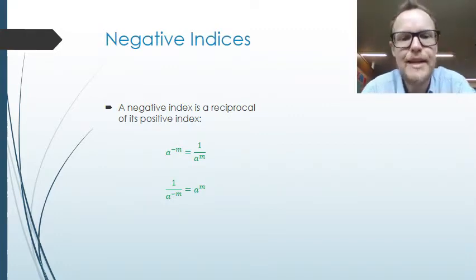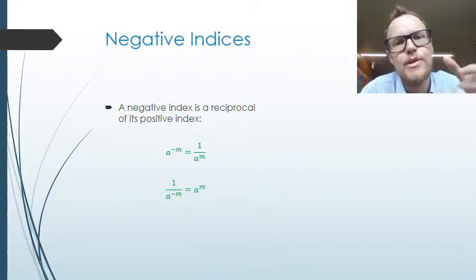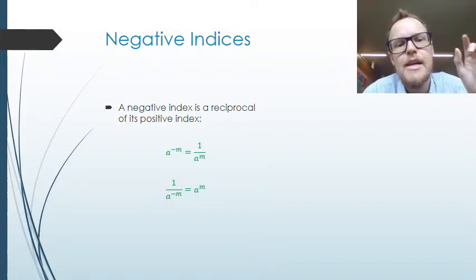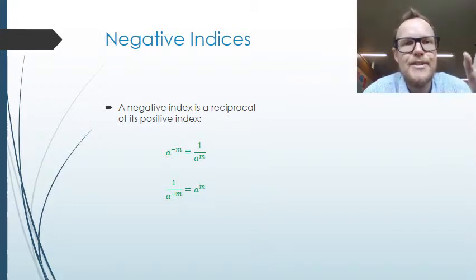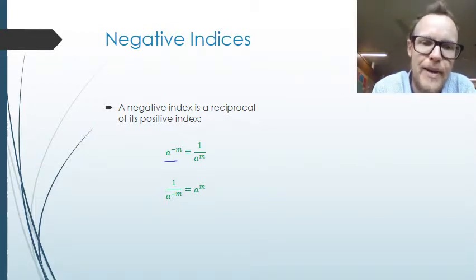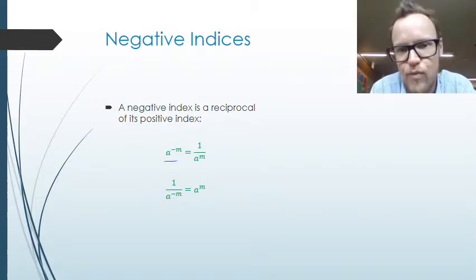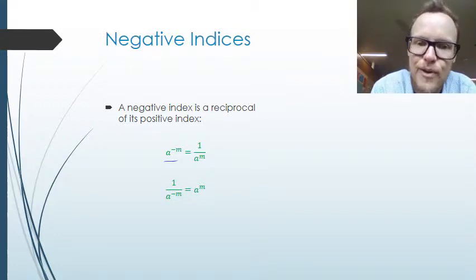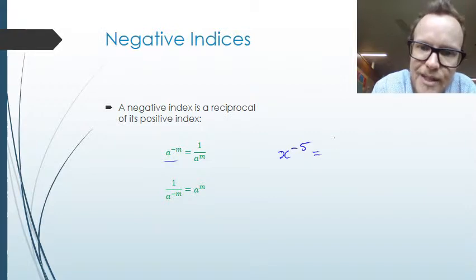Next, reviewing negative indices. We need to remember, if we want to convert from a negative to a positive index or a positive to a negative index, any base to a negative index is going to be the reciprocal of its positive index. So if I have anything to the power of negative whatever, then that's going to be 1 over the same base to the positive power. So if I've got x to the negative 5, that's the same as 1 over x to the positive 5.